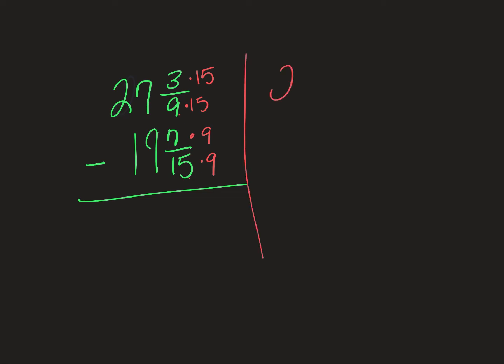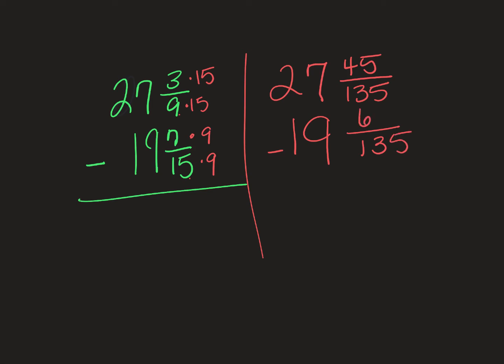Okay? So then 27... 3 times 15 is 45 over 9 times 15 is 135 minus 19. Denominator's 135. 7 times 9 is 63. Again, we've got to change this to 26. This is a more complicated problem. I do know that, but I want to make sure that you understand what you do. Okay, so I borrowed. I'm going to add my denominator to my numerator, and when I do that, I get 180. And now I'm ready to subtract.